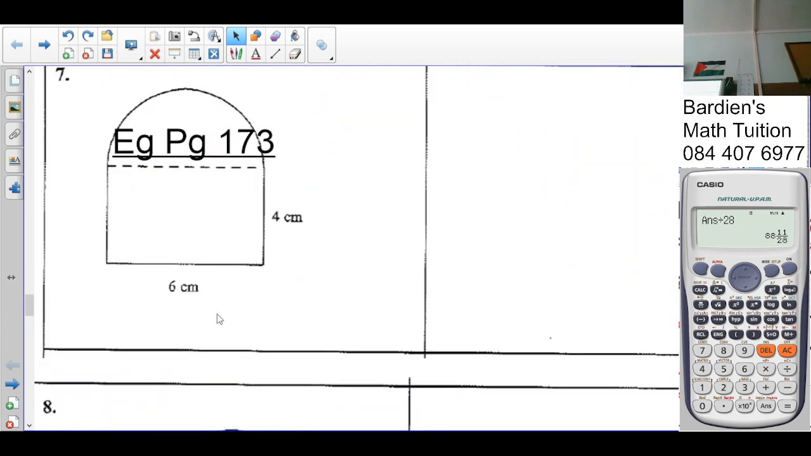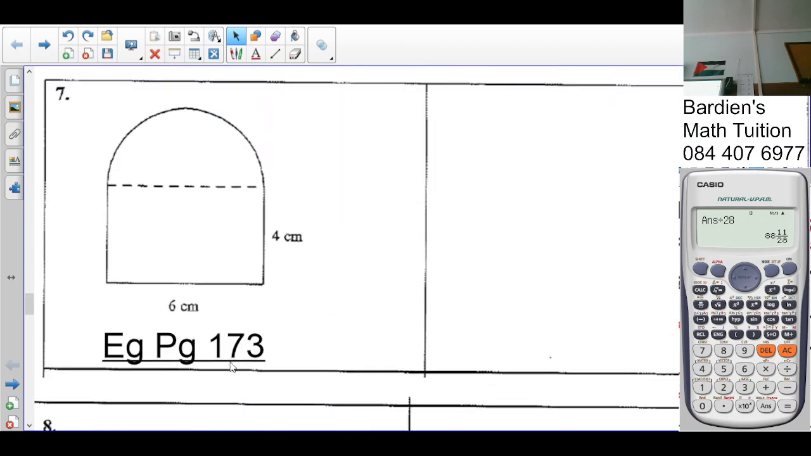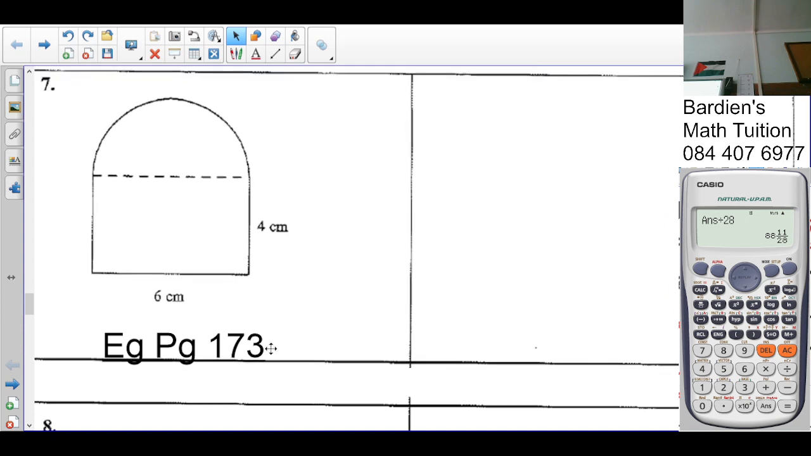This is example 7 on page 173. Okay, I think I must just pick up the pace a bit. As I said, I don't want these videos to be too long. Just let me know if I'm going too fast.